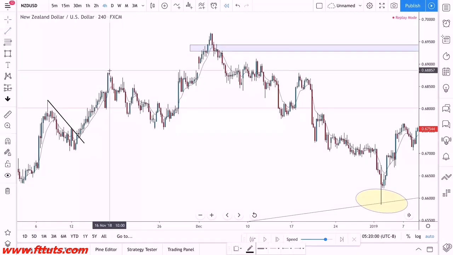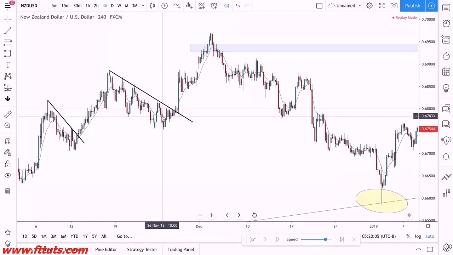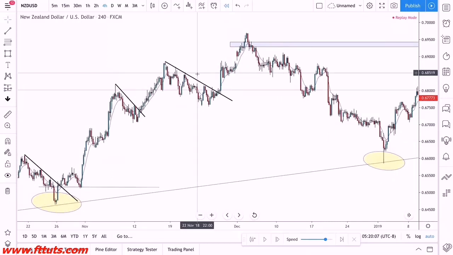Counter trend line right here. Boom. Bounce, bounce, bounce. Like it's a downtrend, and then boom, push up. The minute it breaks the counter trend line, you get in.